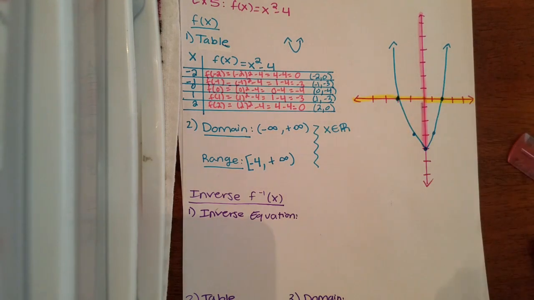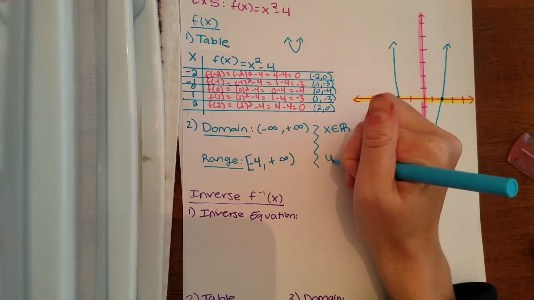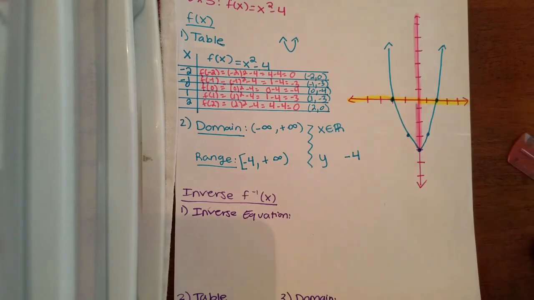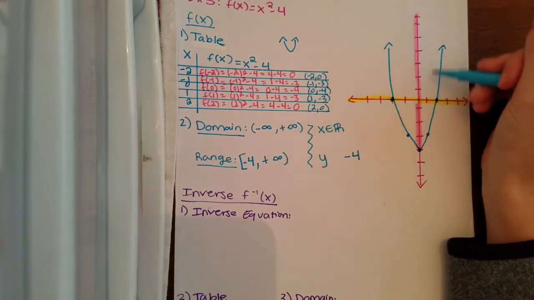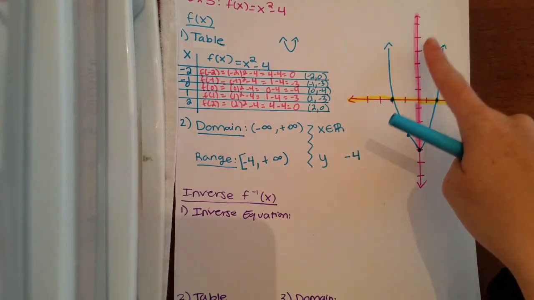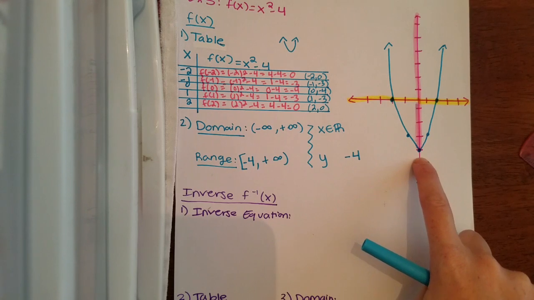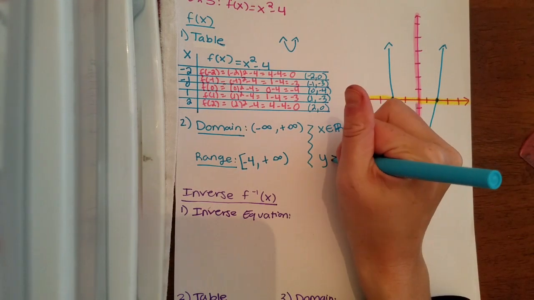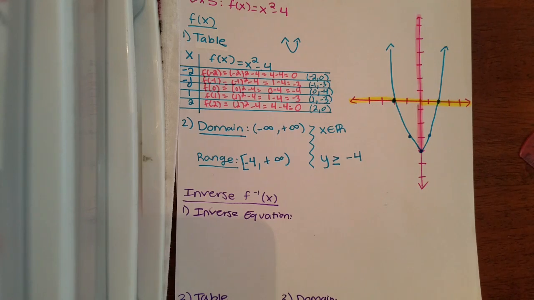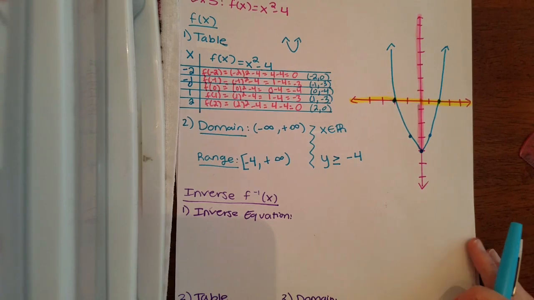And if you like inequality notation, here our range involves y's, and we have something involving a -4 in there. So you ask yourselves, are these values larger or smaller than -4? Well, the values up here are definitely larger than -4, and we can equal -4. So this will be y is greater than or equal to -4. Okay, so that would be the domain and range of the original graph.